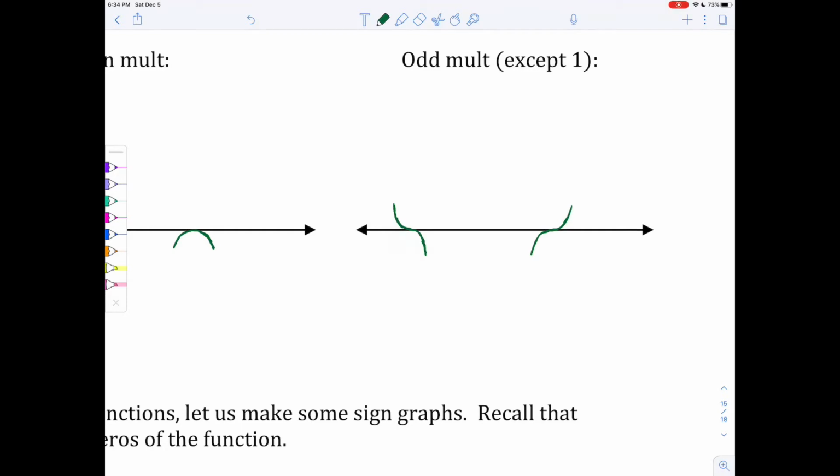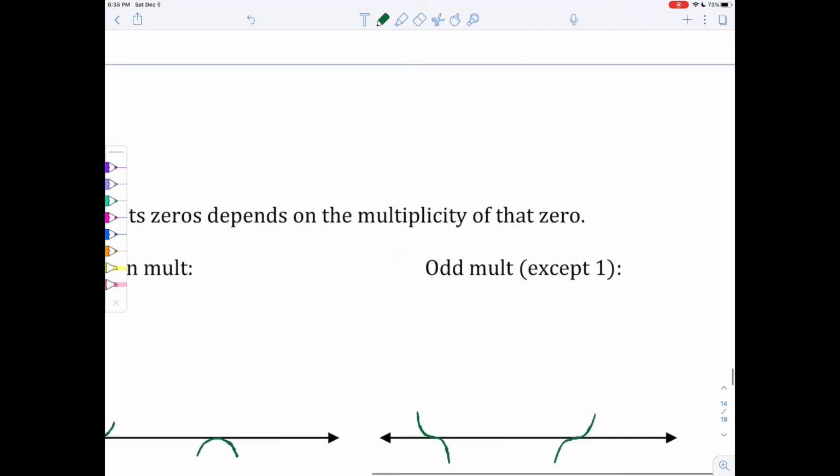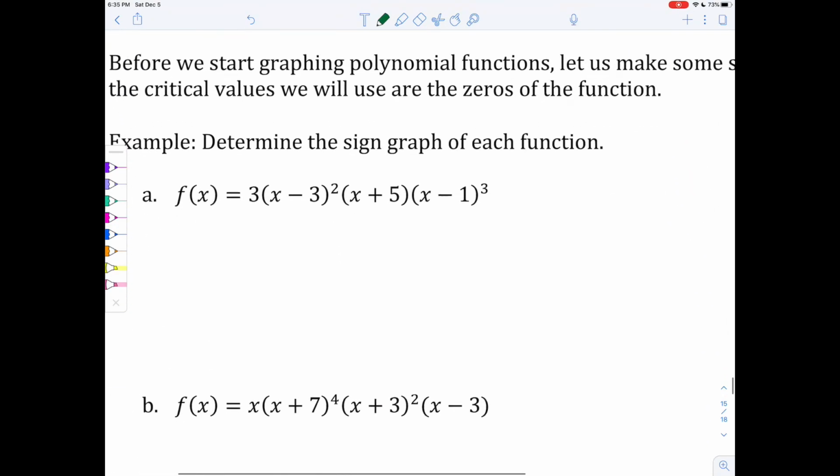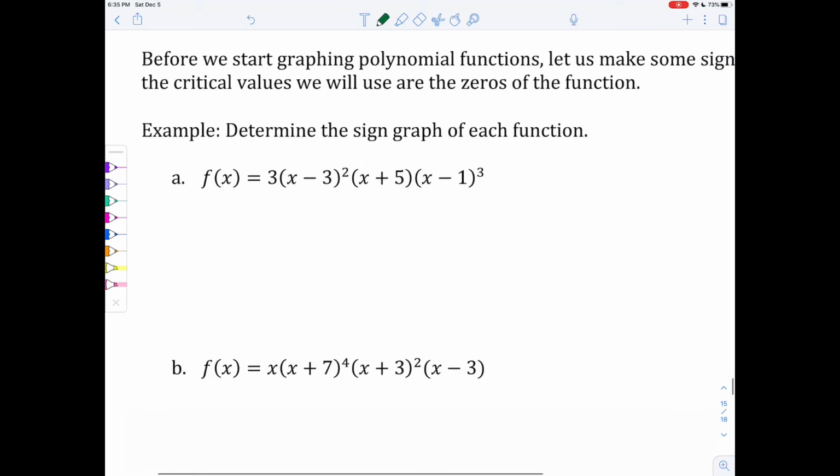Now we're going to be using this information to put everything together and graph polynomial functions. Before we do that, let's take a moment to graph some sign diagrams. Just as we did these for quadratics, we'll do this for higher order polynomials. As we do this, we establish our critical values. Critical values are still just the zeros of the function here. So the critical values in this case are 3, -5, and 1.